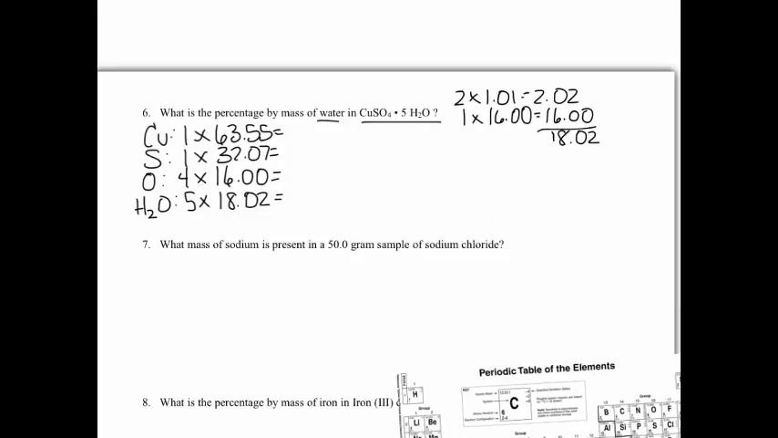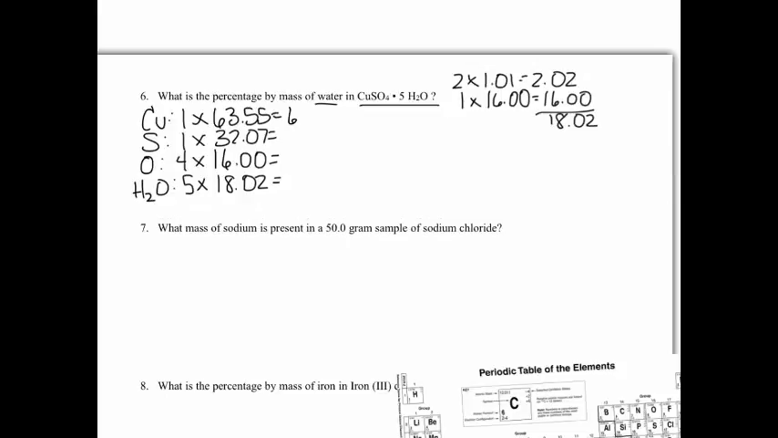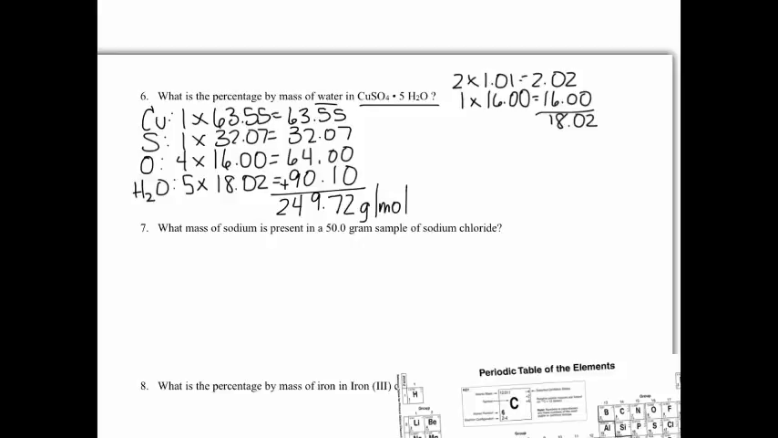Okay, so now we just multiply, which this one is still going to be 63.55 and 32.07. And this works out to be 64. And the 5 waters are 90.1. Now we add them up to get the total GFM. And the mass of the whole is 249.72. So that's grams per mole.